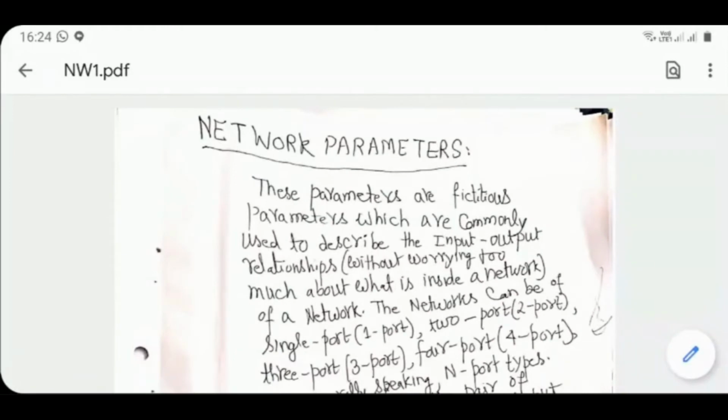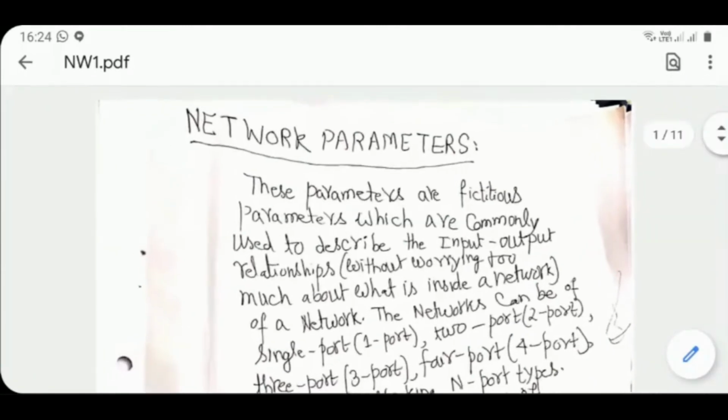Can you see this document? Yes, sir. Yes, sir. Okay.